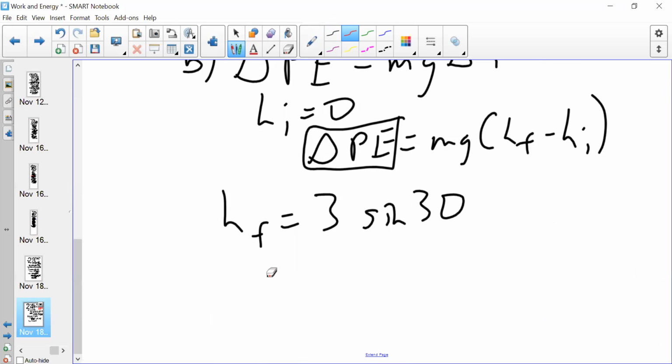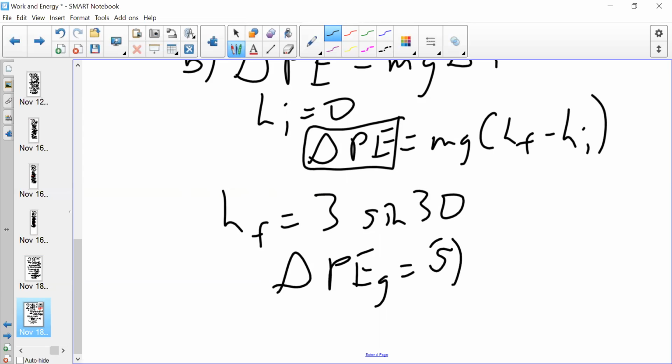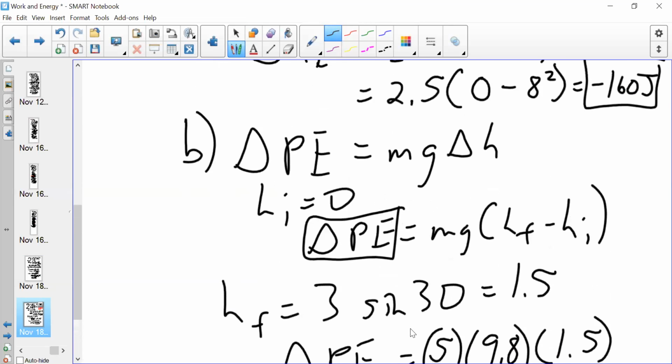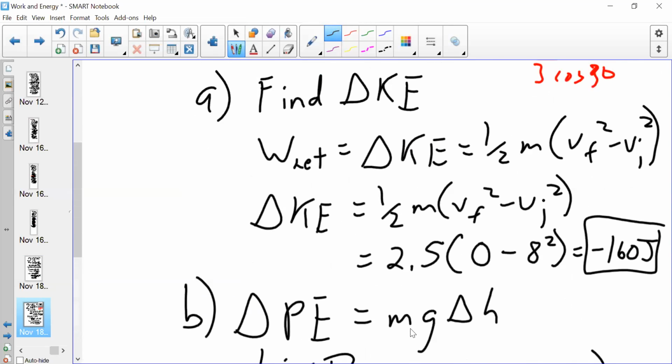All right, so let's go ahead and get our final answer. Change in gravitational potential energy is going to be 5 times 9.8 times 1.5 minus 0, which is 1.5. And that gives me 73.5 joules. So I've increased my gravitational potential energy. That's what we stipulated way in the beginning when we were talking about these terms.